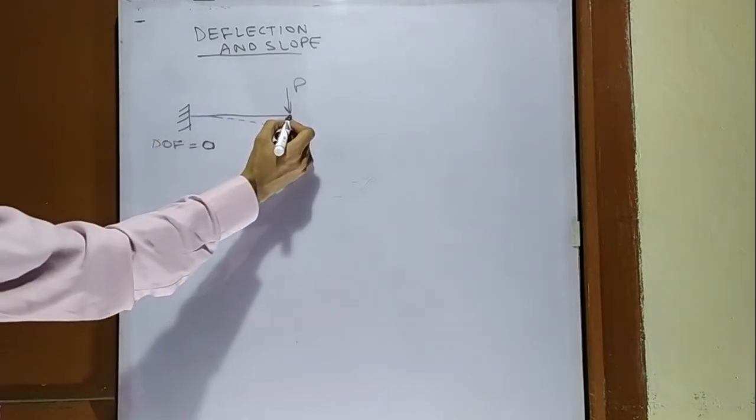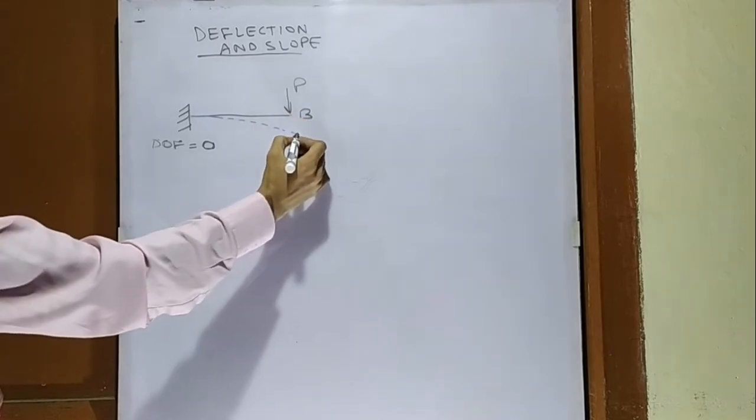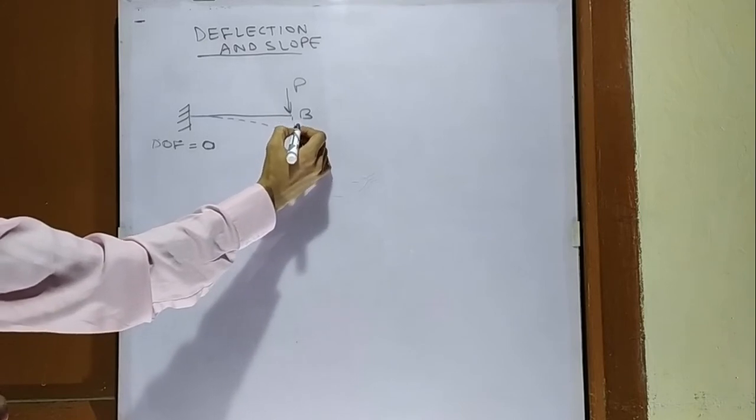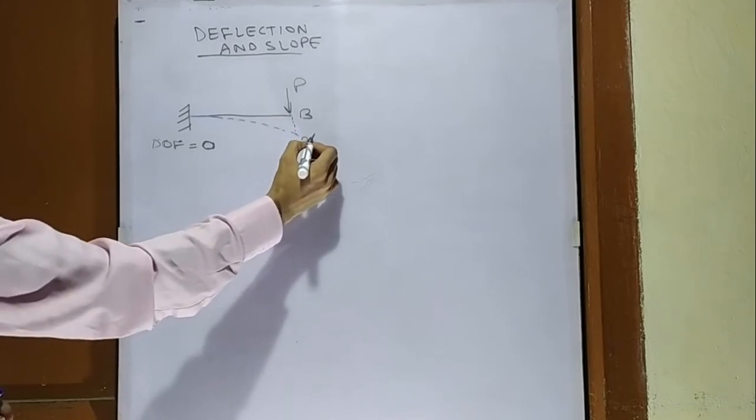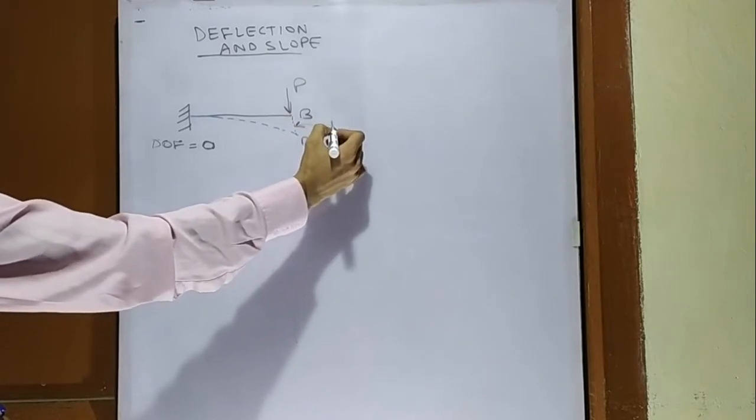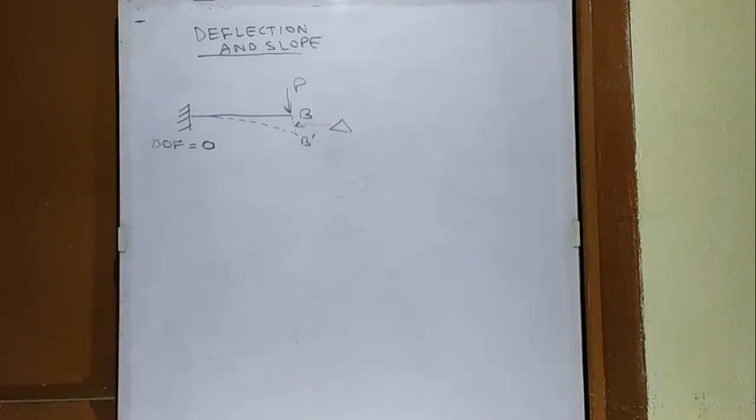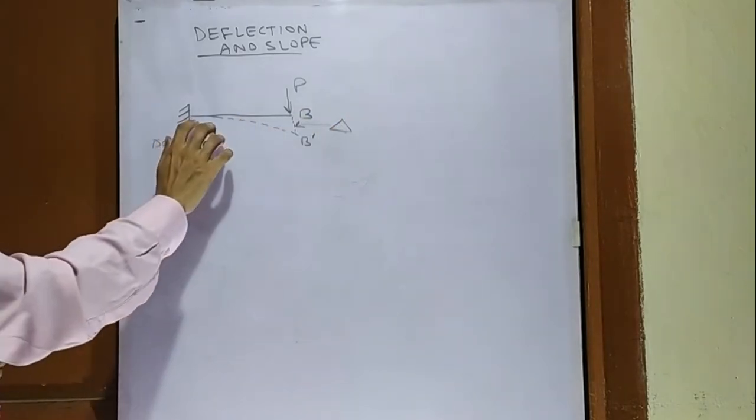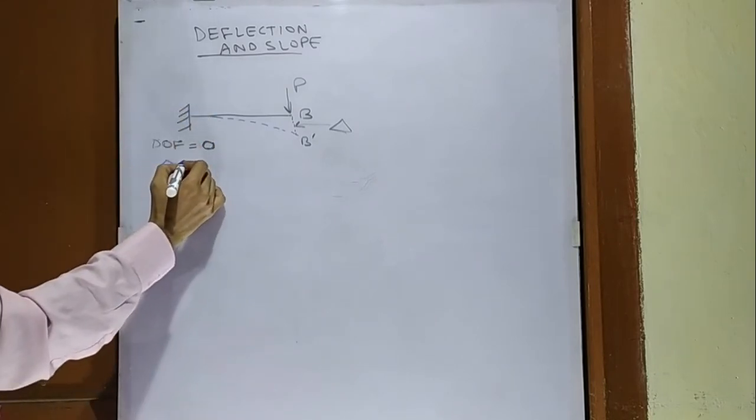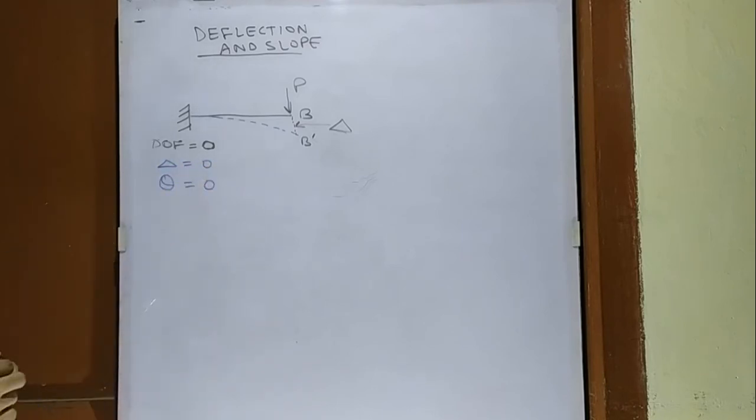As we can see from this deflected shape, the deflected shape has no rotation, neither translation at the fixed support. But this end is free, let's say this end B, and because this end is free, this end will deflect. It is B dash, so this vertical change is our deflection. The slope at fixed support will also be 0. So at fixed support the deflection is 0 and theta, which is slope, is also 0.